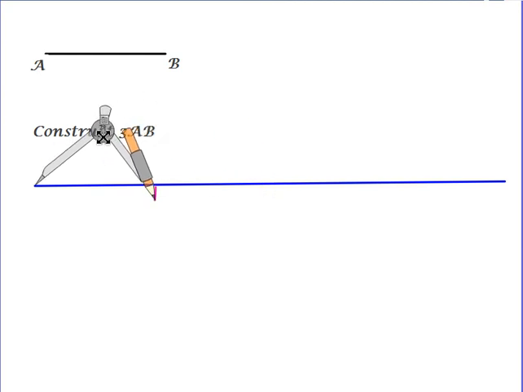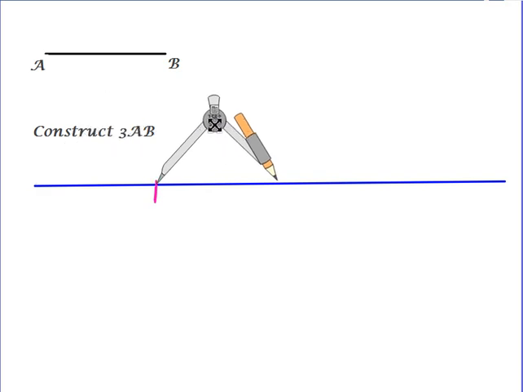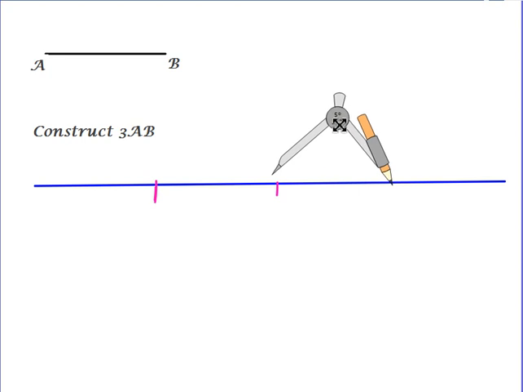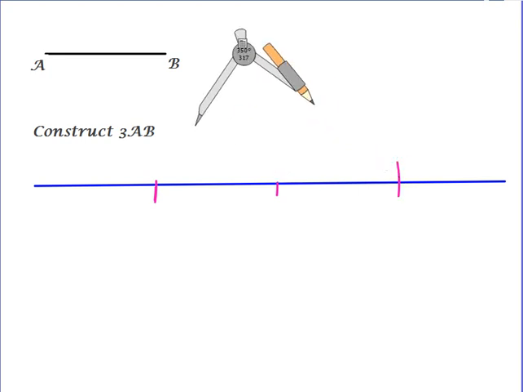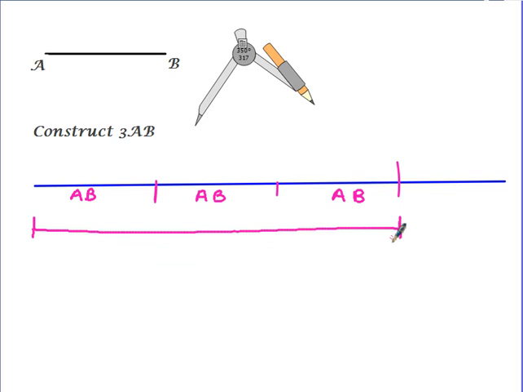Let's see, my arc didn't quite intersect. So there's 1 AB, there's 2 AB, and there's 3 AB. I don't need to go back and erase any of those arcs. I can if I want to, but in a construction, it's really nice to see those because then you can tell how accurate it is. So the distance all the way from the beginning to the end is 3 AB.